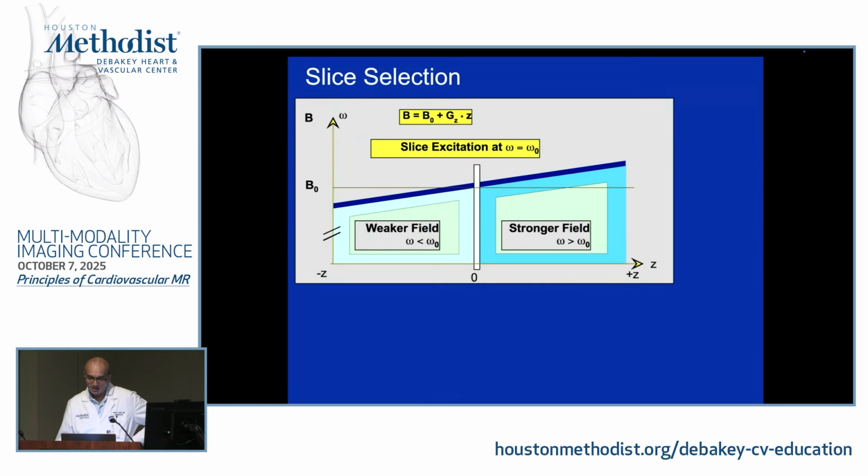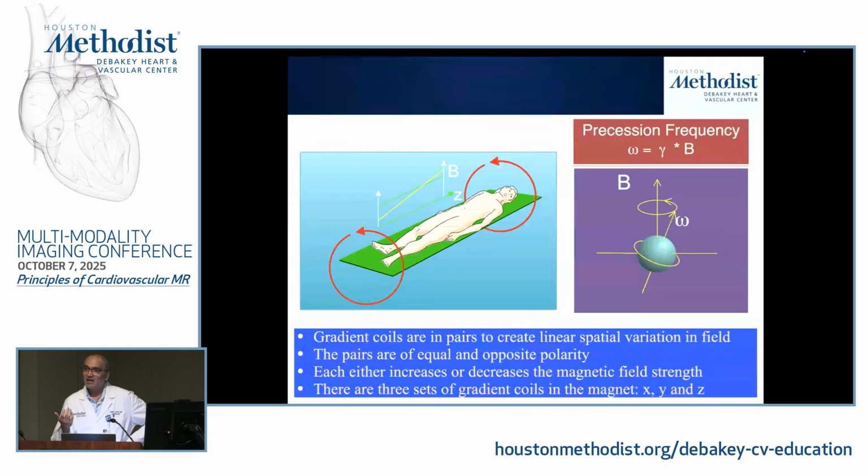Slice selection basically means what slice do I want to image? One of the nice things is, in the echo lab, for example, sonographers have to move the probe to try to get the specific slice or imaging plane they want. In MRI, it's very easy because you just move the mouse to the location that you want. You just draw a line.